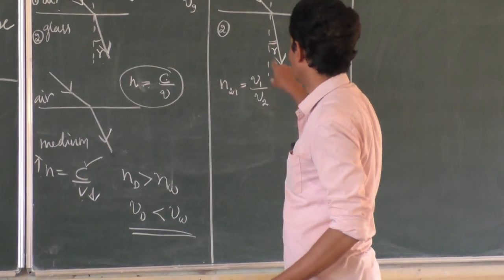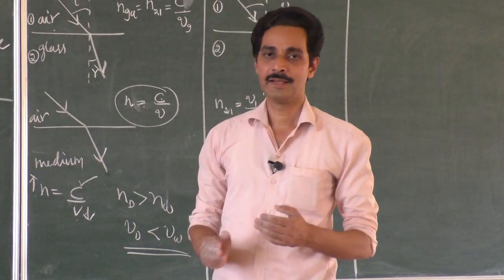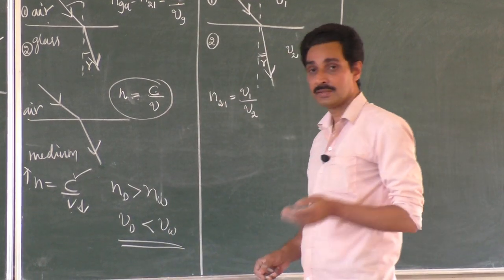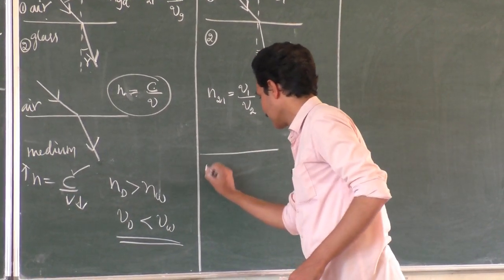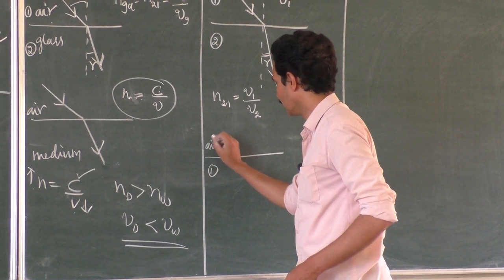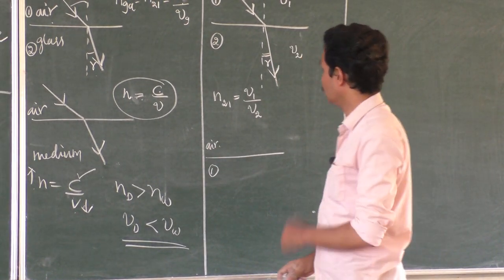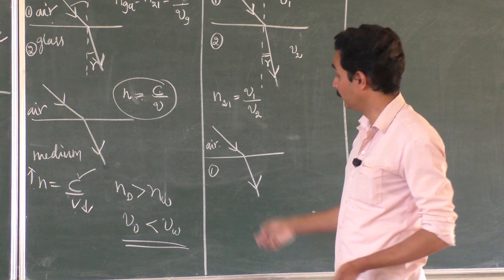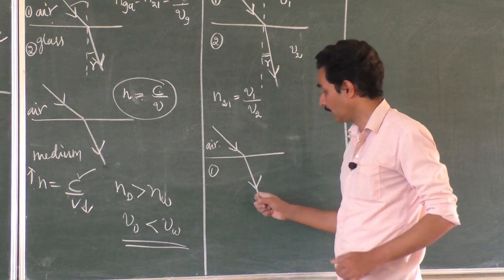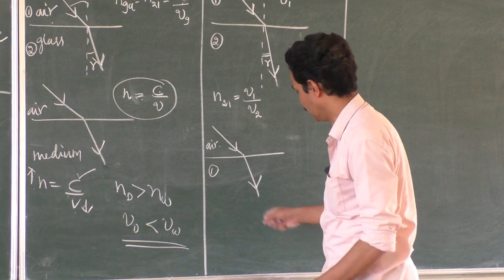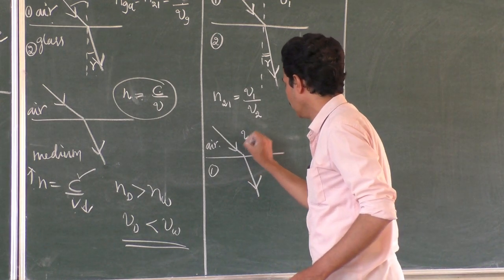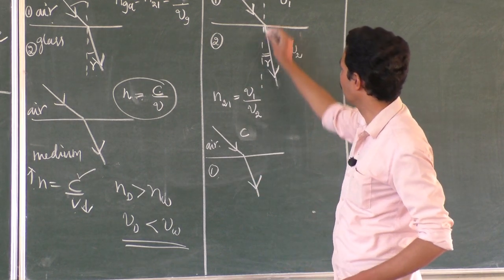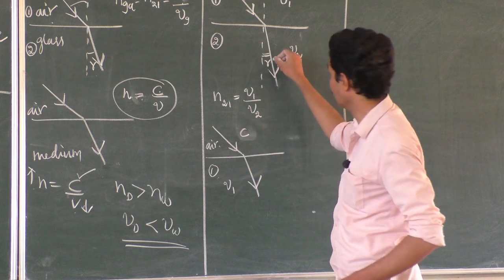Take the two media, keep them separately with respect to air. Take the first one, keep the first medium and compare it with respect to air. Do the experiment. Let's take a ray of light, pass it through that first medium. After being incident in the air, let it enter into the first medium. Now, C is the velocity of light in air. What is the velocity of light in the first medium? Already we have defined, it is V1.